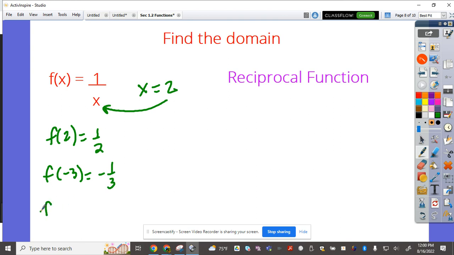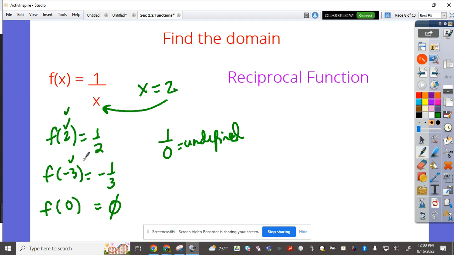But what if we put f of 0? Is this possible? If you put 1 over 0, the answer will be undefined. So since it's going to be undefined, we cannot have a 0 value for x. We can have a positive 2, 3, 4, 5. We can have a negative 1, negative 2, negative 3, negative 4. But we cannot have the value of 0 because the denominator will be equal to 0.